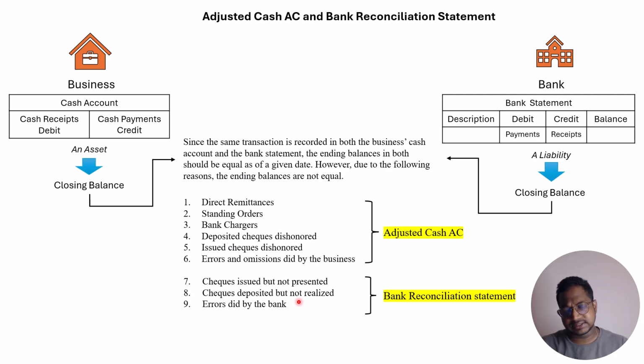So in these cases we present a bank reconciliation statement. From the bank reconciliation statement, we present why the adjusted cash account balance and the bank statement balance are not equal to each other. Right? Let's go to the formats.